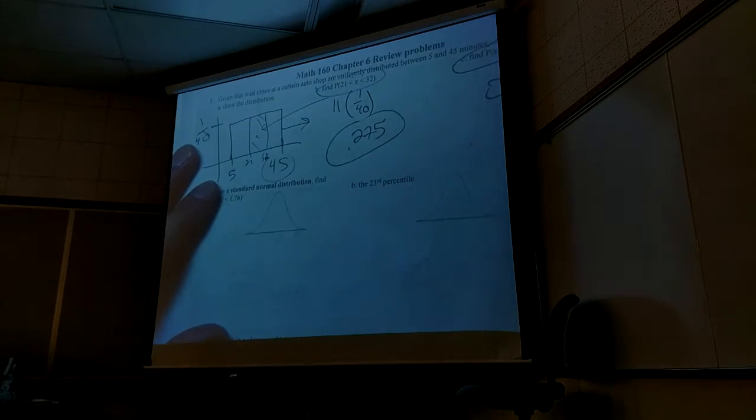This one is really quick. 0. Why is it 0? Because there's nothing out here. This says that only between 5 and 45 does anything exist. So the probability x is less than 5, probability x is greater than 45, that's all. What about the probability x is less than 45? 100%.